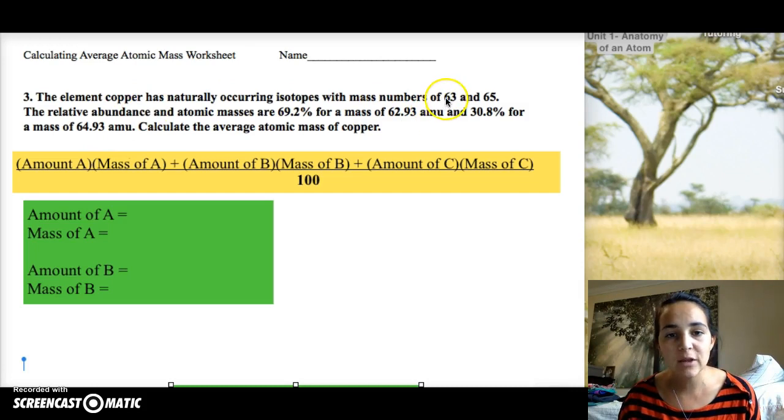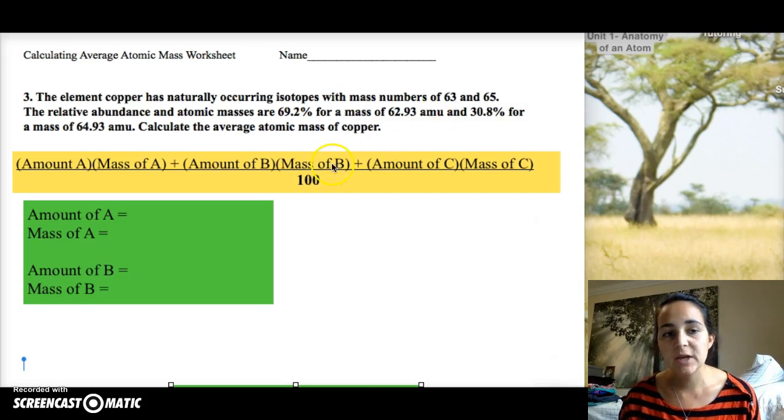Notice that at the beginning of the problem, we're given two rounded mass numbers, and in the second sentence, we're given the exact numbers. When we perform these calculations, we want to be using the exact numbers that are given. If no exact numbers are given, then you can go ahead and use the rounded numbers that are given instead.